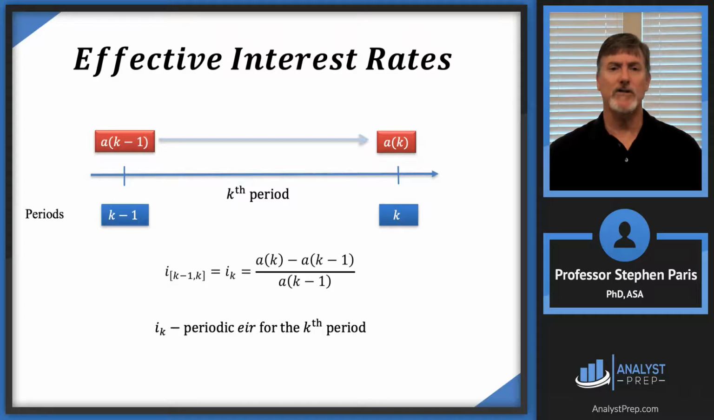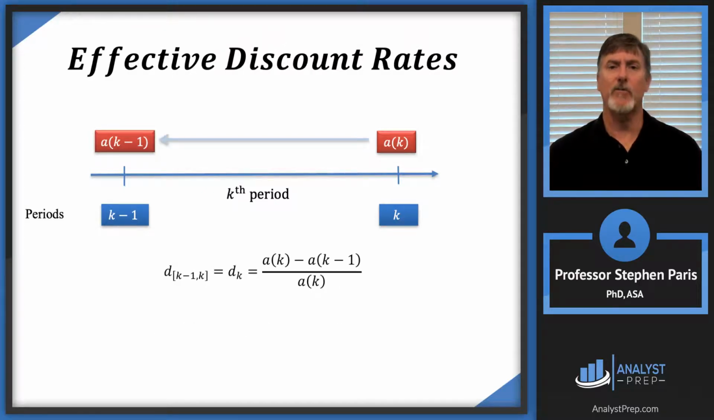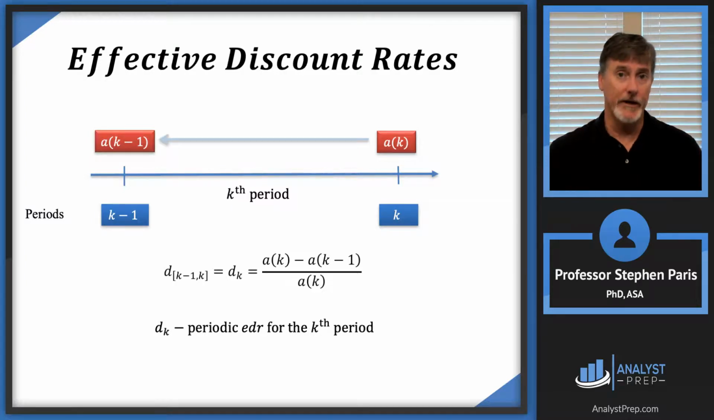I could flip it around and talk about the effective discount rate for the kth period. Once again, I have a simplification of the notation, so what's in between the equal signs there, the d sub k, is representing the simplified notation. So if you see a d sub 4, that's the periodic effective discount rate for the fourth period. And again, same idea: the numerator is the amount of interest earned through the period. This time the denominator is A of k, because it's a discount rate, so the principal is the end of period amount. That's A of k, so that's in the denominator.